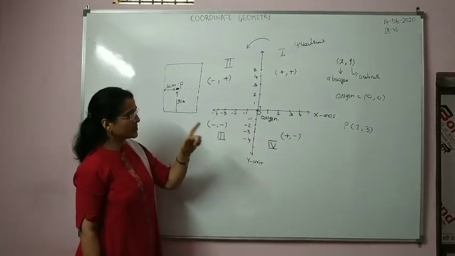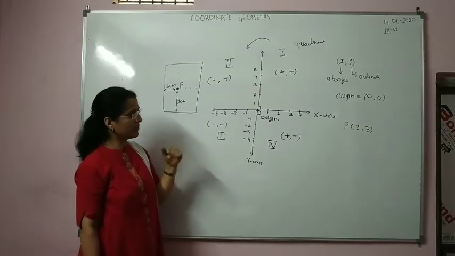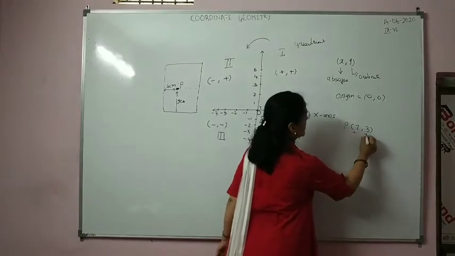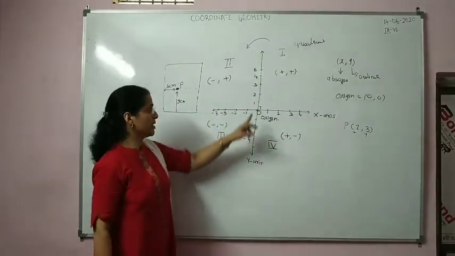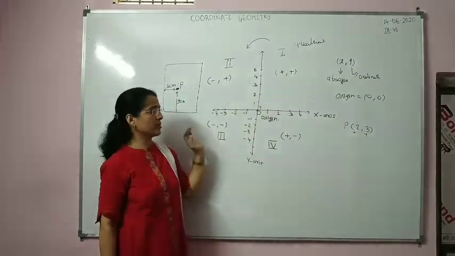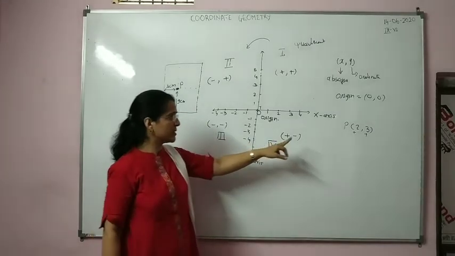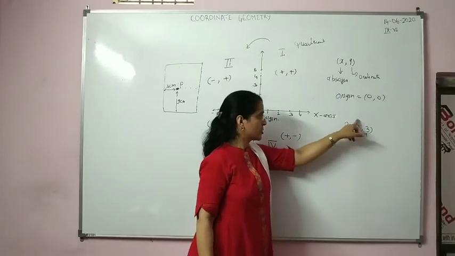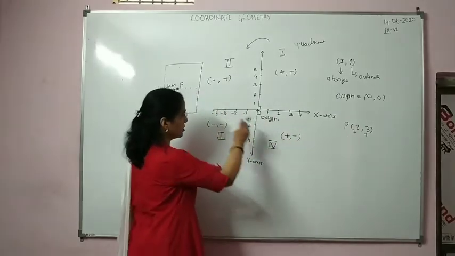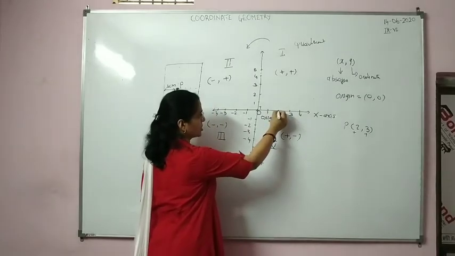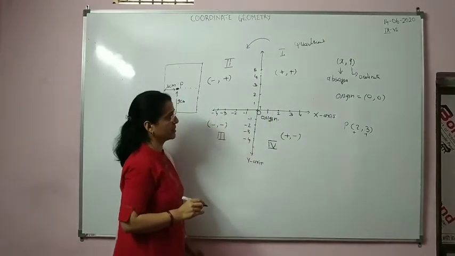To locate this point in the coordinate plane, we will see both the signs. 2 and 3 both are positive numbers. So if both the coordinates are positive, it means that the point lies in the first quadrant. To plot the point in the first quadrant, first we will see the x coordinate. Here the x coordinate is 2, and you observe the position of 2 along the x-axis. So this is the position of 2 along the x-axis.